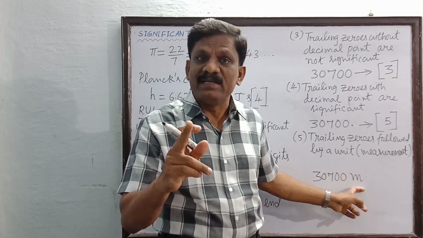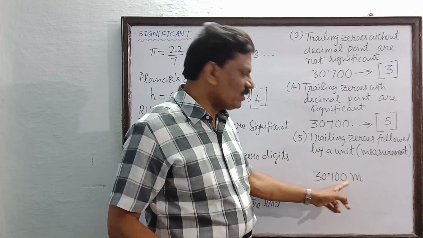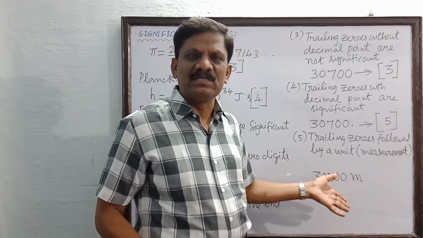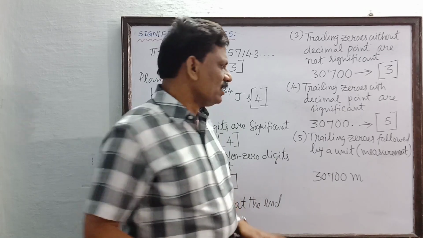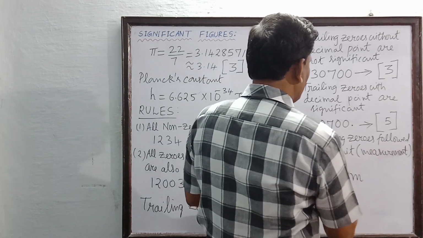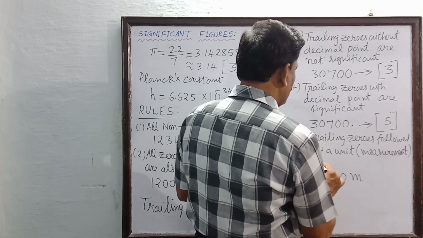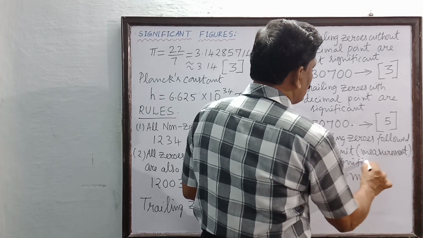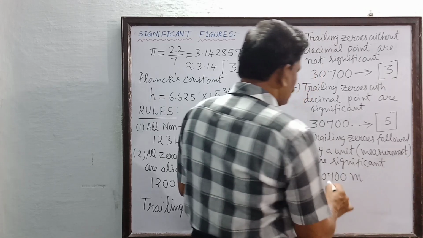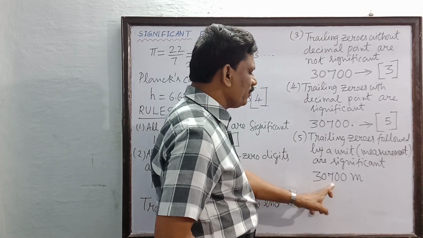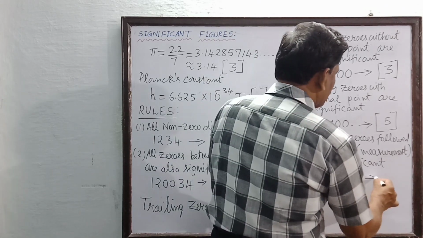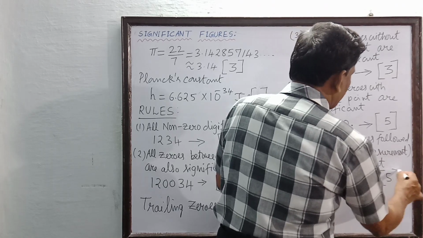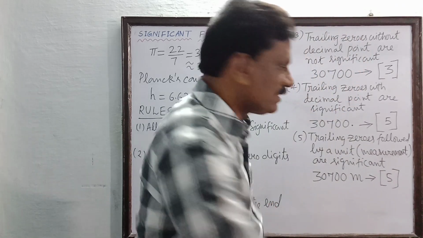or followed by any measurement, any number of trailing zeros or end zeros all have significance. So I am going to write: trailing zeros followed by unit or measurement. They are also significant. So you count now 1, 2, 3, 4, 5 significant figures. So this is also having 5 significant figures.